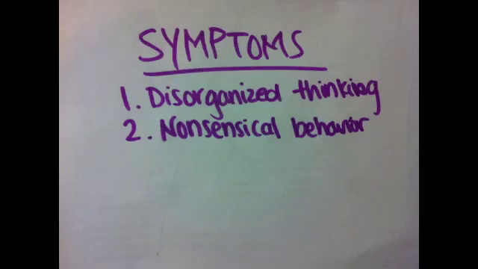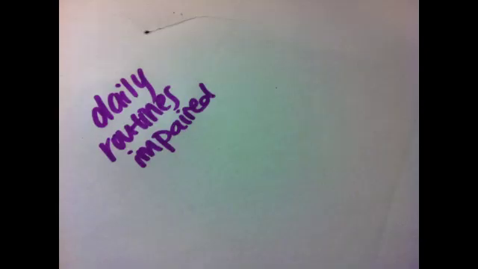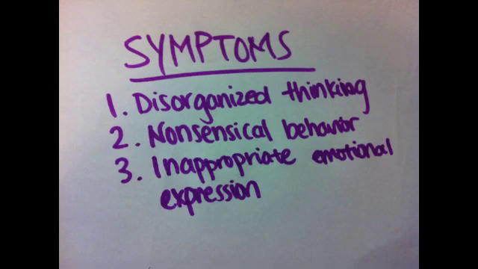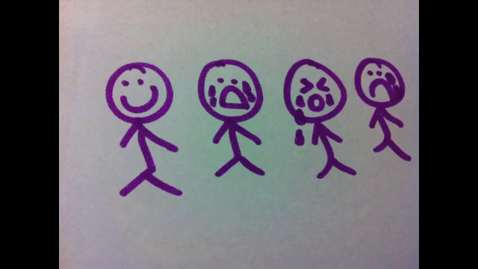The second symptom is disorganized or nonsensical behavior. The disorganized behavior, which is very common to this type of schizophrenia, can cause severe problems in a person's ability to perform daily routines, such as bathing or dressing. They may also simply act unusually at inappropriate times. The last symptom is inappropriate emotional expression. It is very common for an affected person to display emotions that are inappropriate for the situation, such as laughing during a serious or sad event.